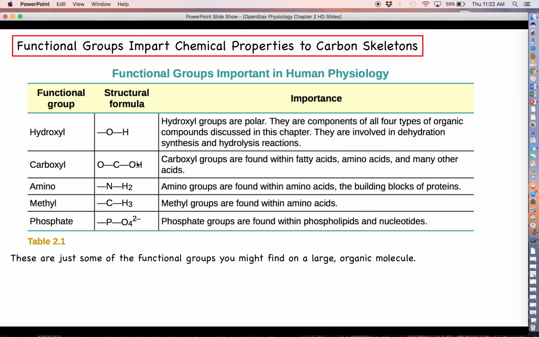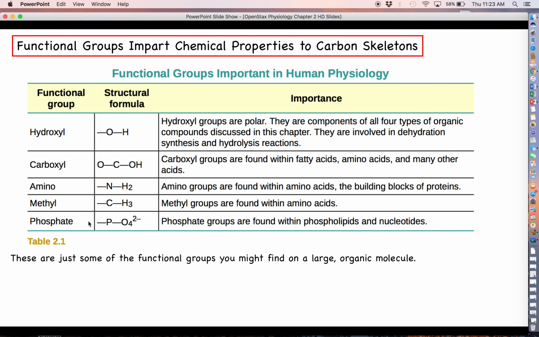Carboxyl groups are also polar, but the thing that they do is they have acidic properties. So organic molecules that have a lot of these carboxyl groups have a tendency to act as acids. Amino groups are also polar, but they do kind of the opposite thing that carboxyl groups do. They tend to act as bases. Methyl groups are very nonpolar. You're not going to see these very often in biology, but you do see them sometimes. They are nonpolar because the carbon-hydrogen bond is a nonpolar bond.